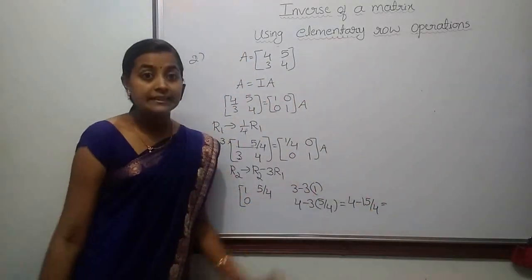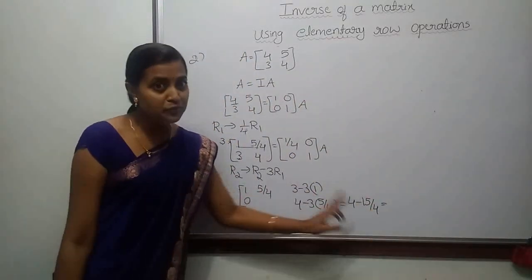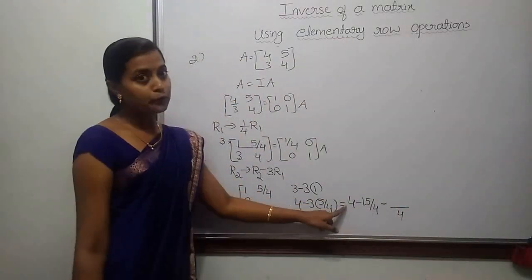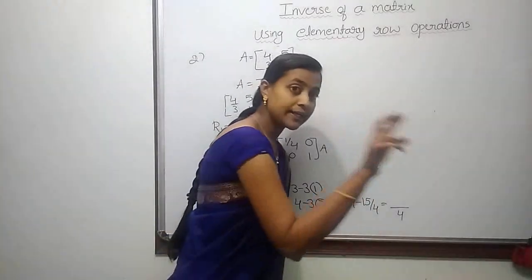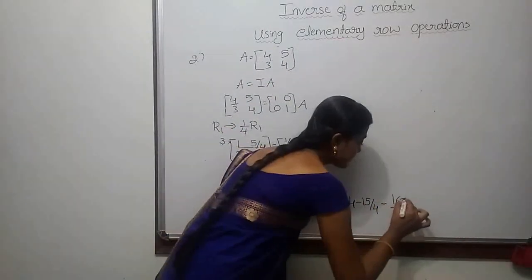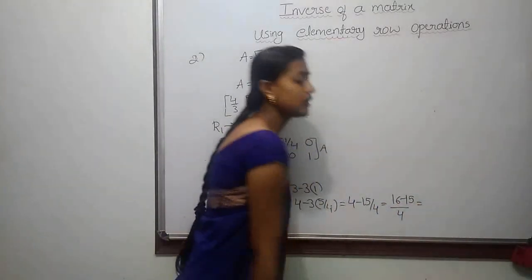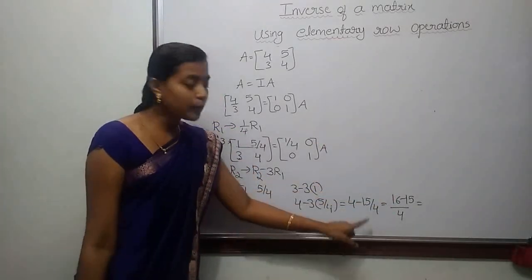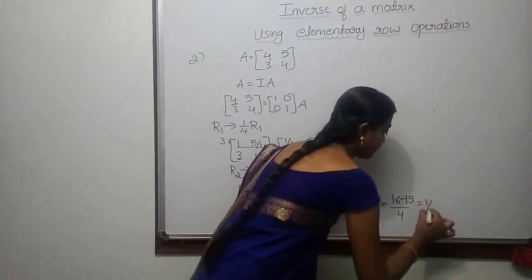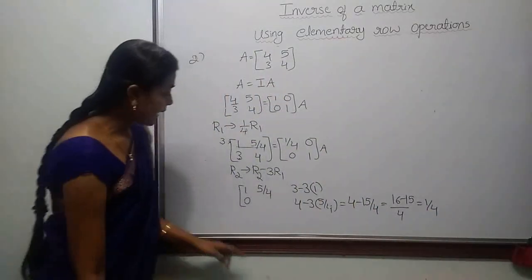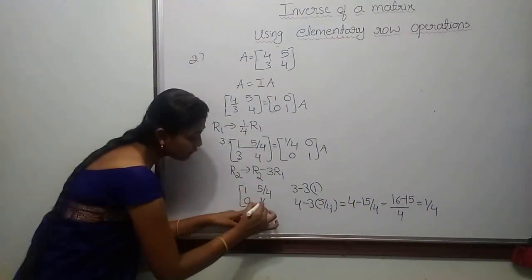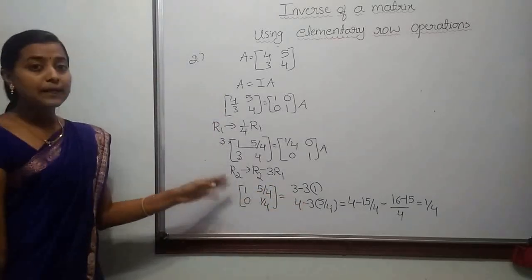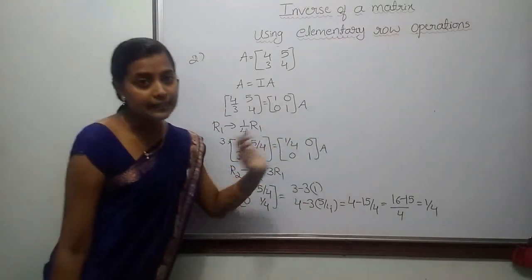We have to take the LCM here. LCM is 4. 4 into 4, 16. The numerator will become 16 minus 15. 16 minus 15 is 1. 1 upon 4. Then the element gets changed to 1 upon 4. Apply the same operations in the RHS.